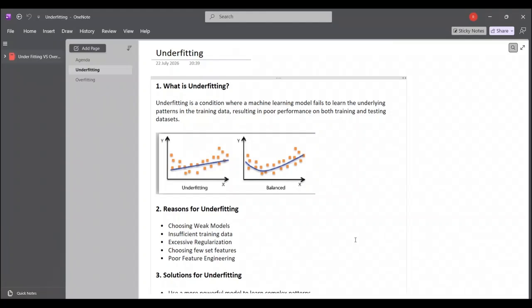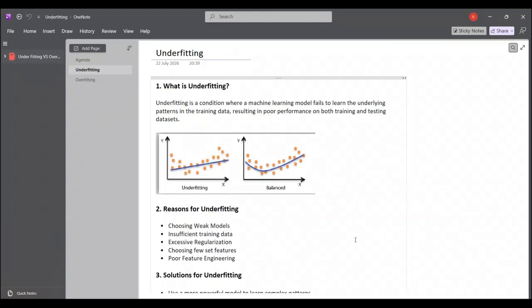Think of it like a student who studies only one chapter for an exam while the exam covers 10 chapters. Even though the student attended the classes, they did not learn enough information to answer most of the questions correctly. Similarly, an underfitted machine learning model does not have enough knowledge to make reliable predictions.